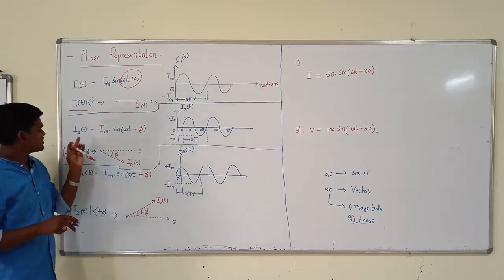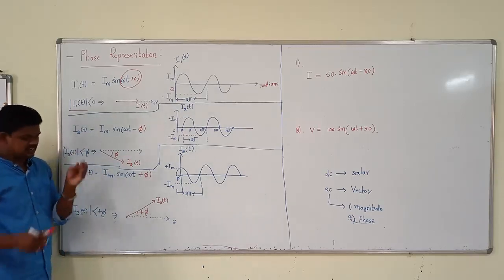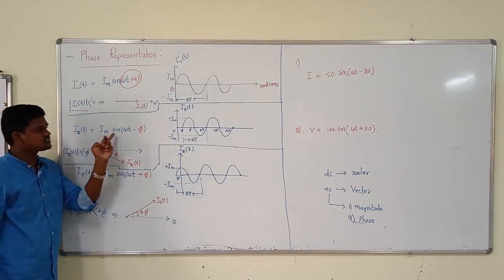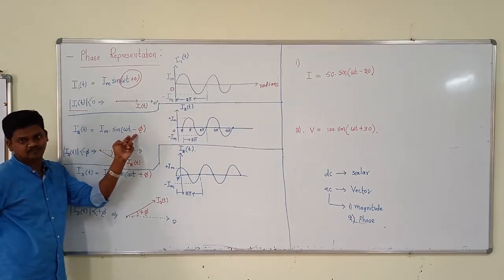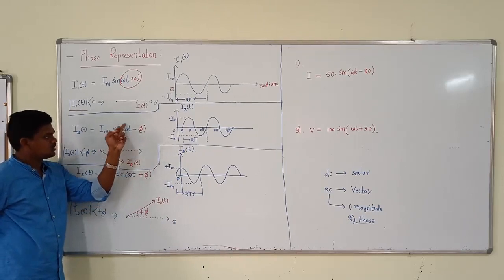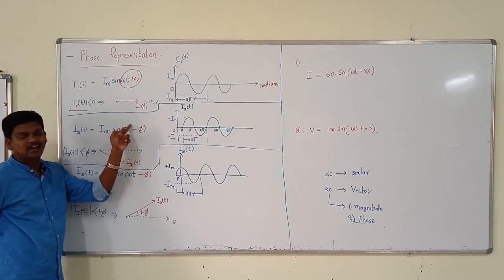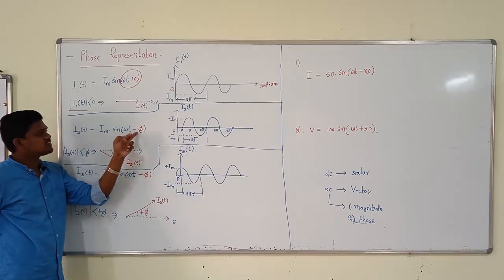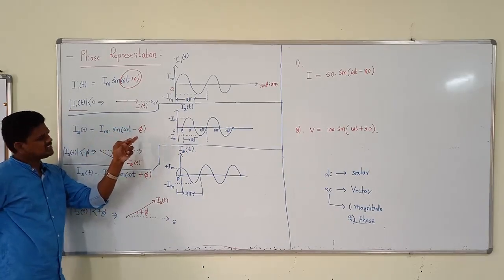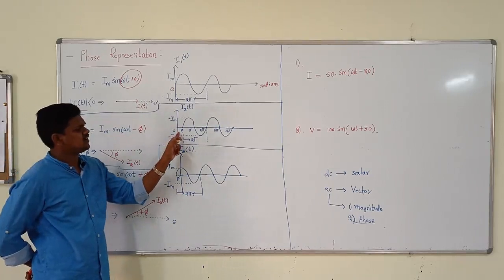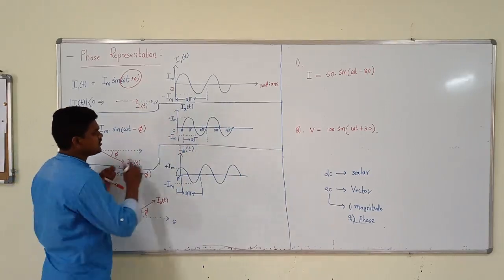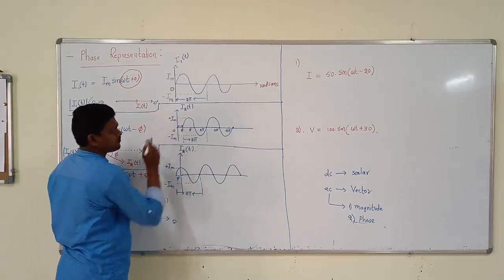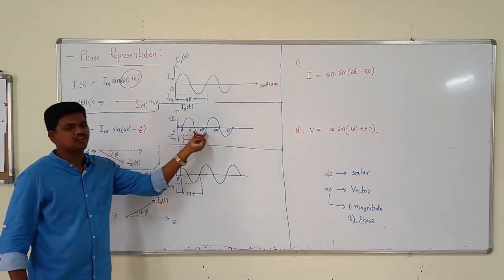If you observe the second waveform, the representation is like this: I2 of t equals Im sin of omega t minus phi. The phase always coincides with the omega t. That's why the waveform starts after the phi angle. I consider this the phi angle. So after phi the wave will start.